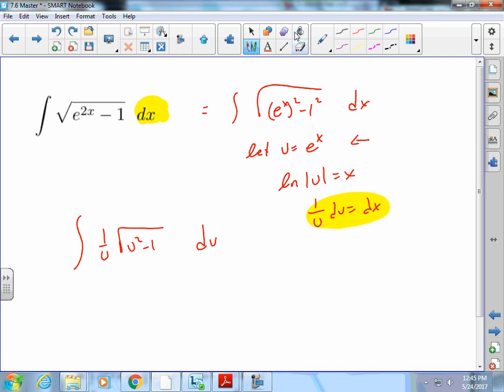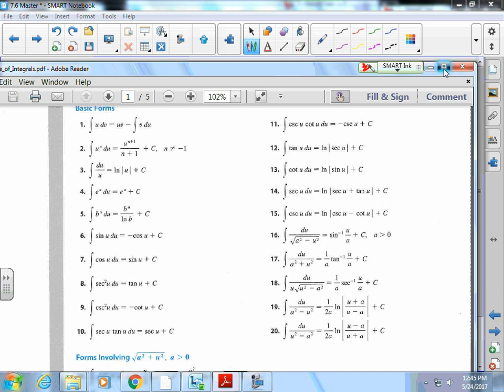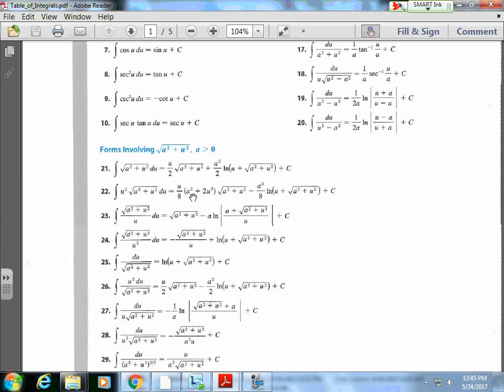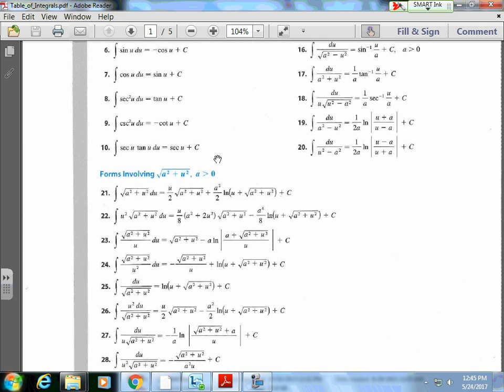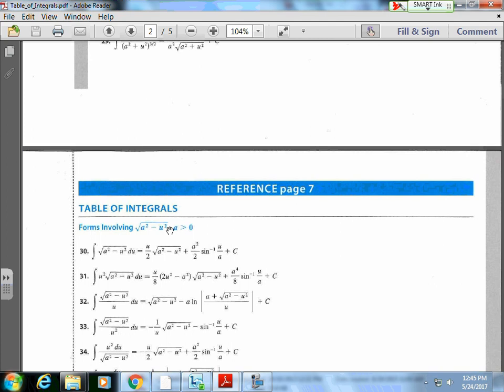So I'm going to go back and look through my list of things and see if I can find something that would qualify for that. This is a u squared plus. These are all pluses. I don't want that. I want a minus. They're also telling me that a has to be greater than 0, and I'm a minus 1, so that doesn't help me. And here I go. Look, an a squared minus u squared. This might have some potential.